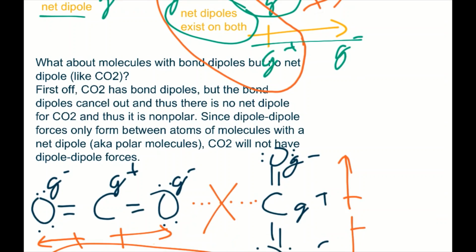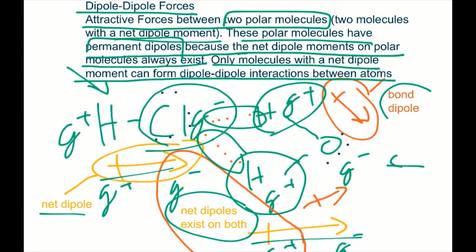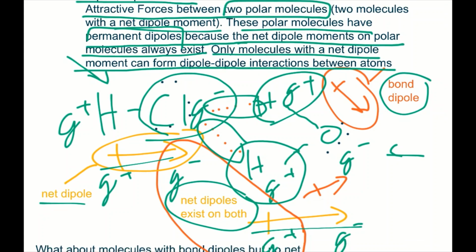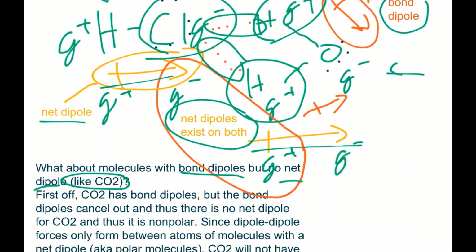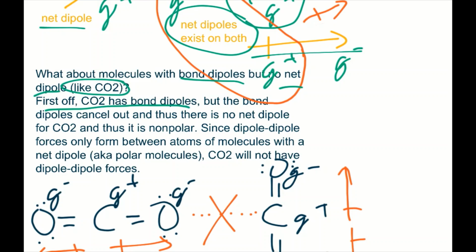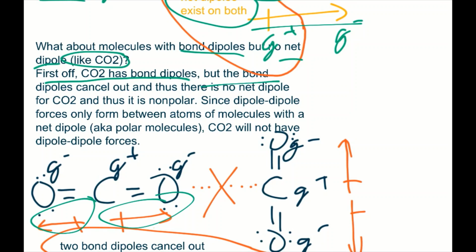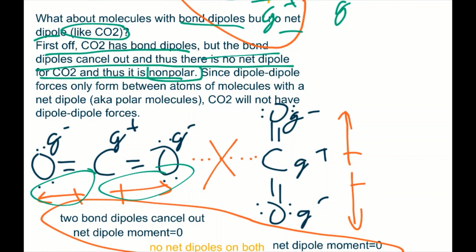Now, let's talk about molecules that have bond dipoles but no net dipole, such as CO2. So, if you recall, a bond dipole is just the dipole between two atoms, and the net dipole is, of course, the overall dipole when you add up all the bond dipoles. So, first off, CO2 has bond dipoles here and here, but the bond dipoles cancel out, and thus there's no net dipole for CO2, and because of that, we know that it's nonpolar. Since dipole-dipole forces only form between atoms of molecules with a net dipole, and since CO2 doesn't have this, then CO2 will not have dipole-dipole forces.